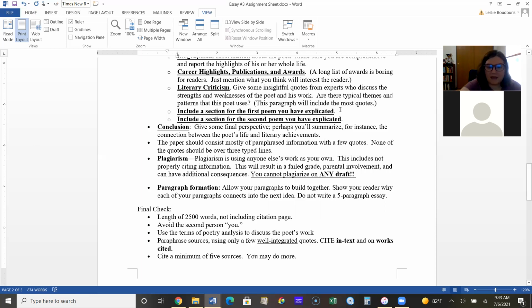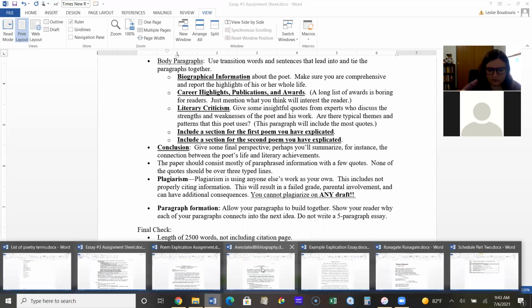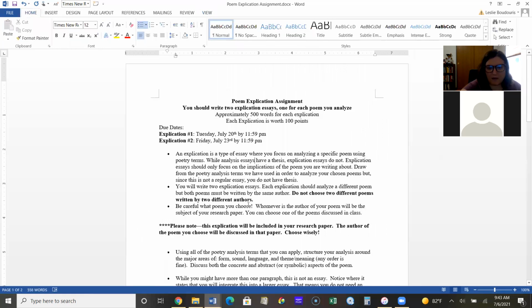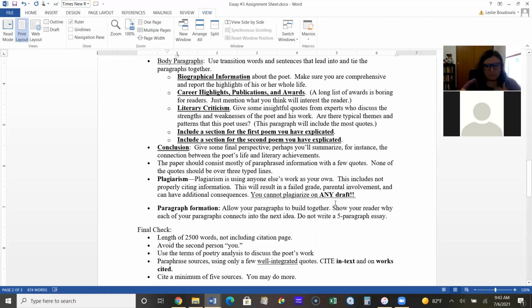And then you'll have the section, it won't be just one poem, you'll have the section of your first poem that you explicated, and I'll talk about what an explication means in a second. Basically, it just means to analyze. And then the second section for the second poem, okay? Those will be, I think, approximately 500 words per explication, but they can be longer.